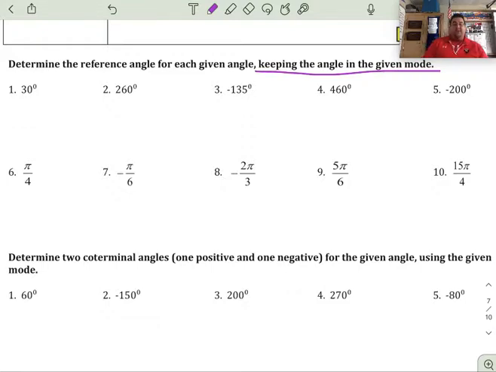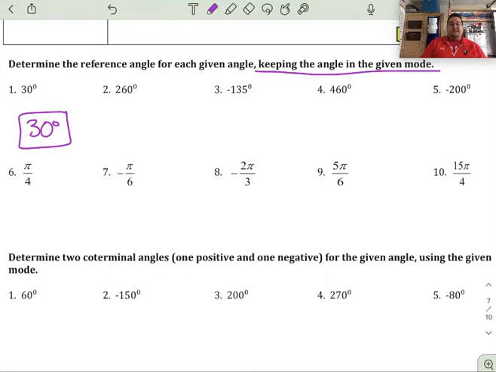So for 30 degrees, are we closest to 0, 180, or 360? Well, we're closest to 0. How far away from 0 are we? 30 degrees is quadrant 1, so your reference angle for that is its own 30 degrees.